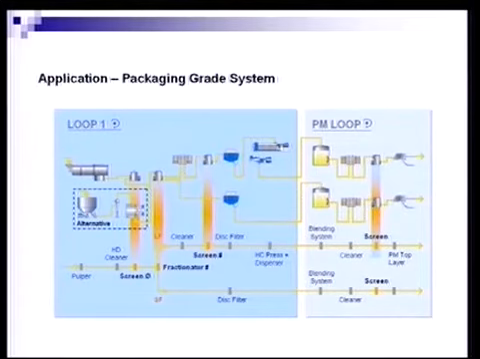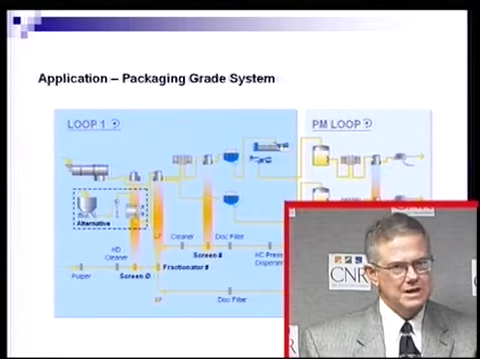A typical flow sheet for a recovered fiber plant for packaging grade includes many unit operations, some of which are shown here. The idea here is to show you that screens are used throughout the system in a variety of places and for different purposes. We have a pulping loop, which typically is to primarily prepare the pulp, that is, to make it in a pumpable slurry and remove some of the gross contaminants.